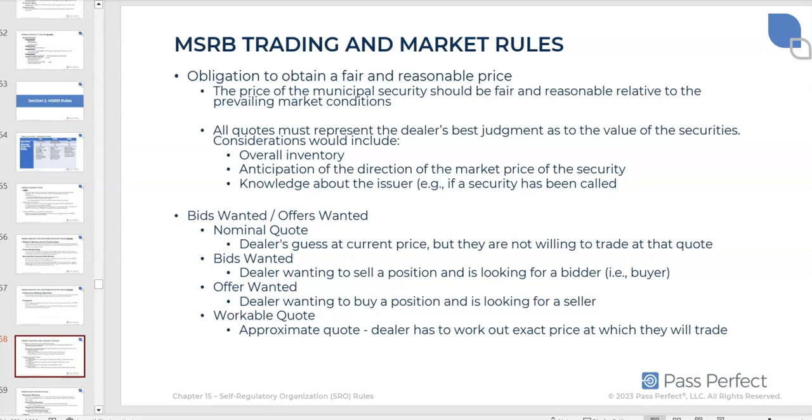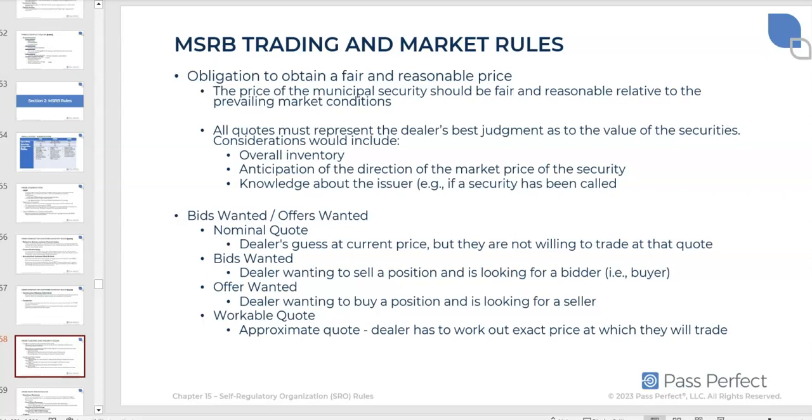Okay, now here's what comes up when it comes to trading municipal bonds. As a dealer in securities, something in inventory can be hard to find. So one of the things that a dealer can make is a nominal quote. Now, a nominal quote is not the same thing as a firm quote. It's basically a best guess bid. They're not saying they're willing to trade at that price. It's just their guess at this moment.